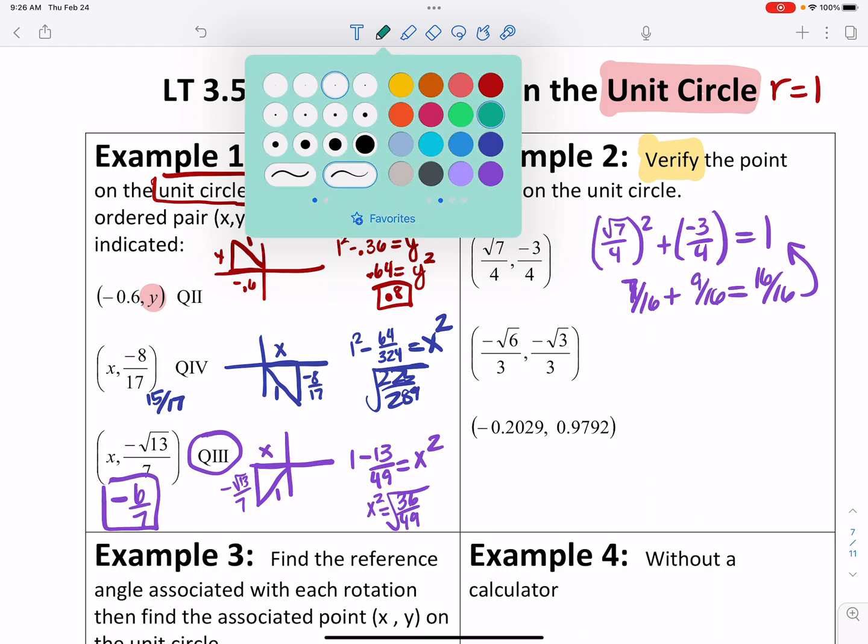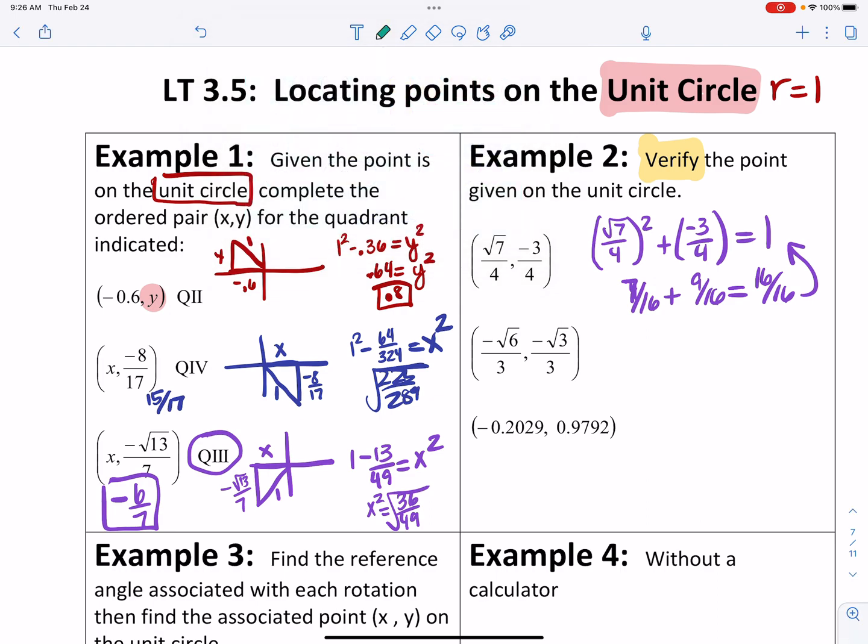Okay, so you're going to do the next one. You're going to square them both. So this would be 6 over 9 plus 3 over 9, which equals 9 over 9. So I just verified it.